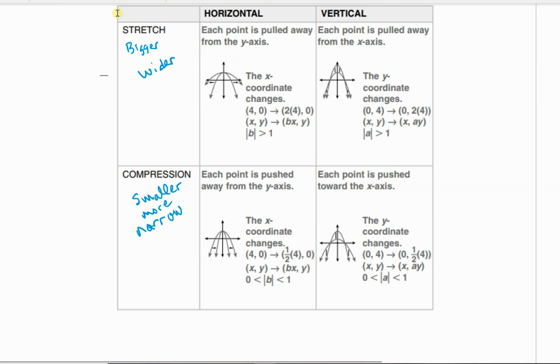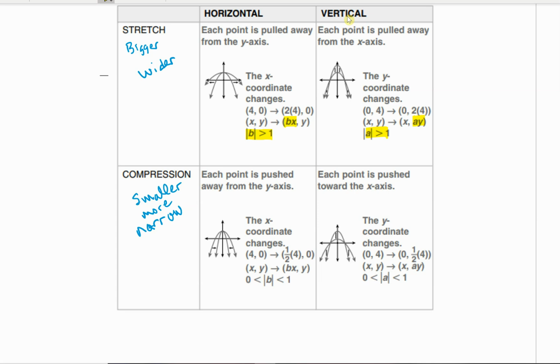So horizontal changes. When it's a horizontal change, again, we're changing that x coordinate, we're multiplying it by a value. We say the absolute value of b has to be greater than 1. The reason why it's an absolute value is because if it were negative, not only would it be a stretch, it would also be a reflection, because if you remember what we just talked about, changing those signs. So we say absolute value. For vertical, you change the y. And again, you're multiplying, and a has to be greater than or equal to 1.